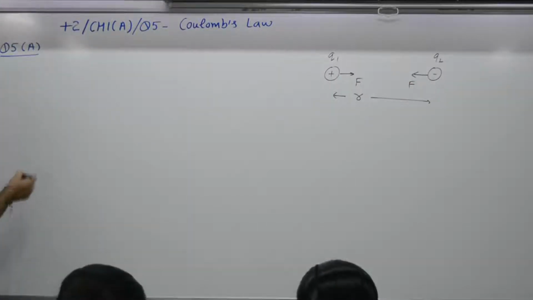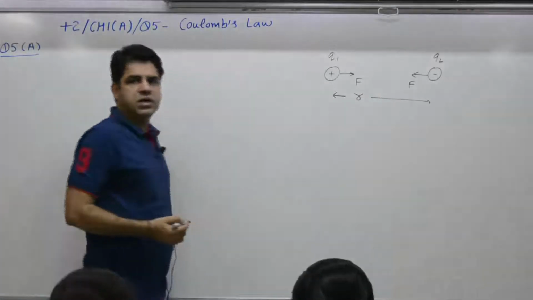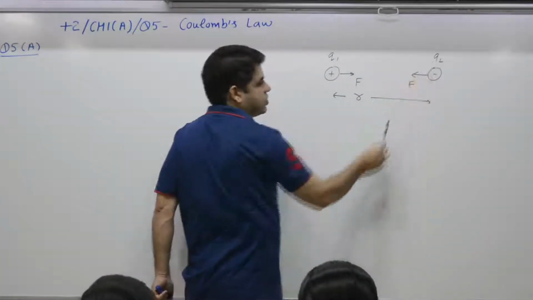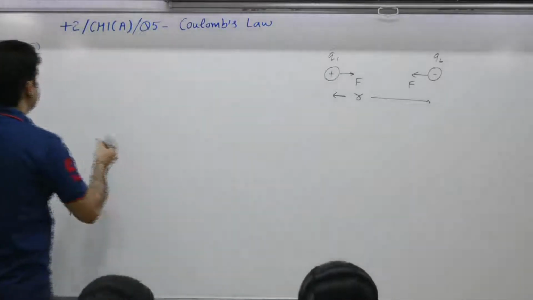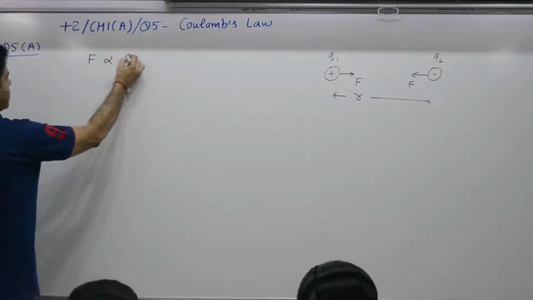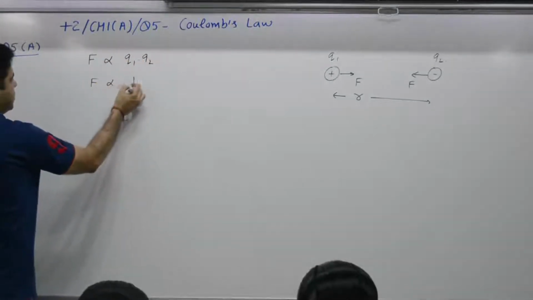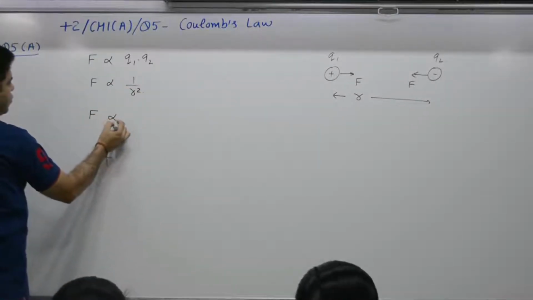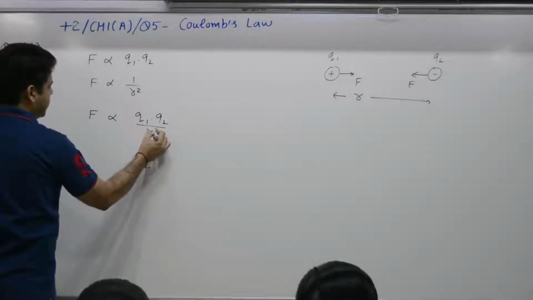The law is, the force between the two charges is proportional to what? It is proportional to the product of charges Q1 and Q2, and inversely proportional to r square. So force between the two is proportional to Q1 Q2. Force is inversely proportional to r square. If you combine the two, force is proportional to Q1 Q2 by r square.